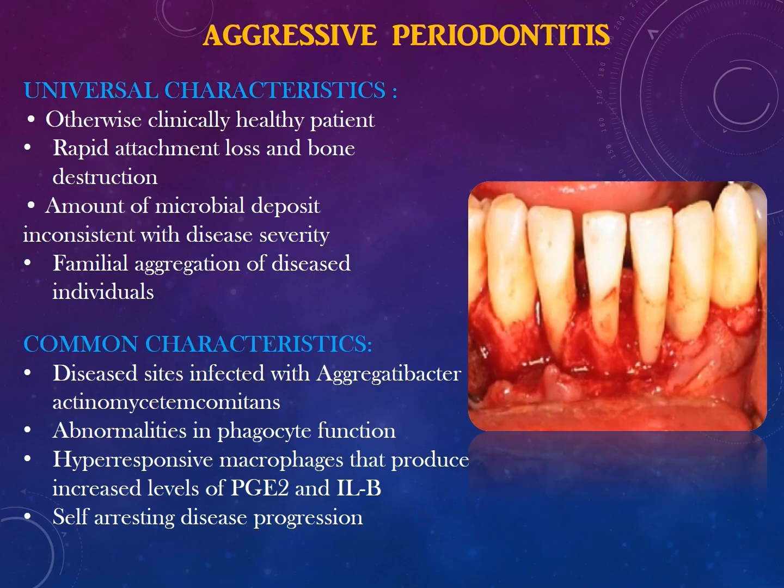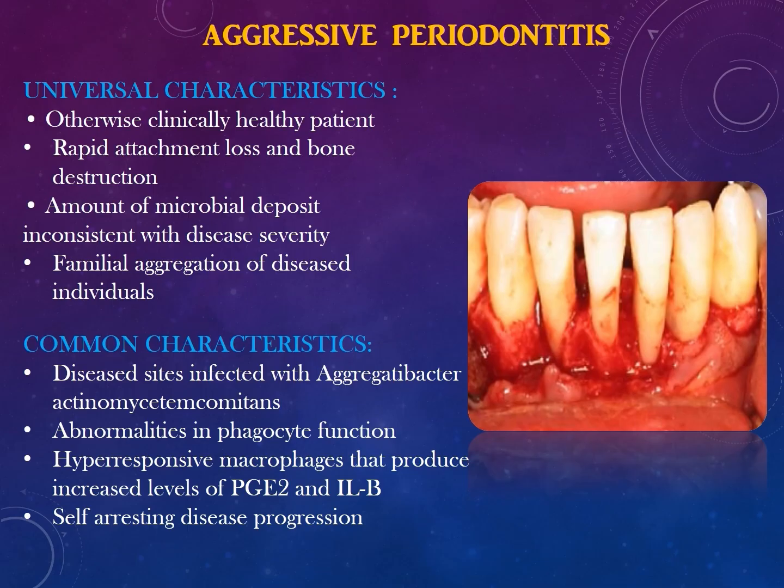The common characteristics of aggressive periodontitis are that the disease sites are infected with Aggregatibacter actinomycetemcomitans. There are abnormalities in phagocyte function, and hyperresponsive macrophages are present that produce increased levels of prostaglandin E2 and interleukin-1 beta. And aggressive periodontitis sometimes has a self-arresting disease progression.